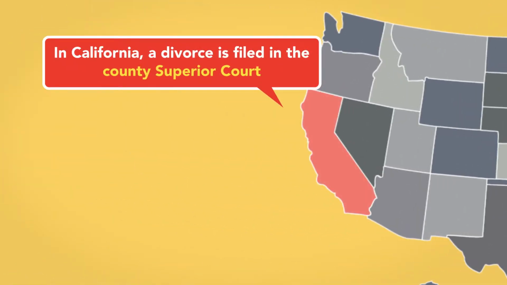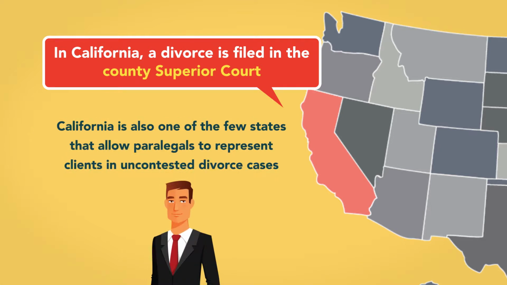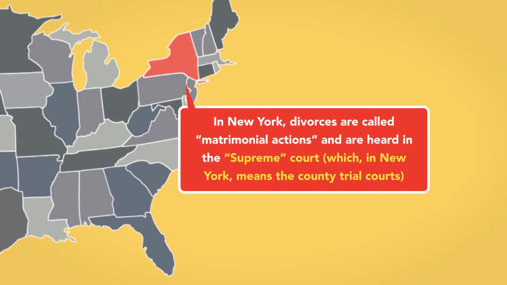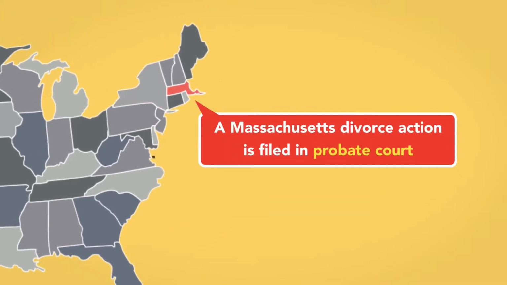In California, a divorce is filed in the County Superior Court. California is also one of the few states that allow paralegals to represent clients in uncontested divorce cases. In Pennsylvania, it is filed with the County Prothonotary Clerk of Courts and heard by the County Common Pleas Court. In New York, divorces are called matrimonial actions and are heard in the Supreme Court, which in New York means the county trial courts. A Massachusetts divorce action is filed in probate court.